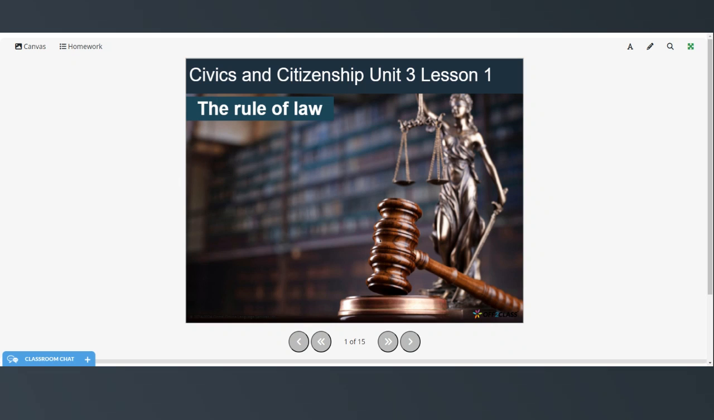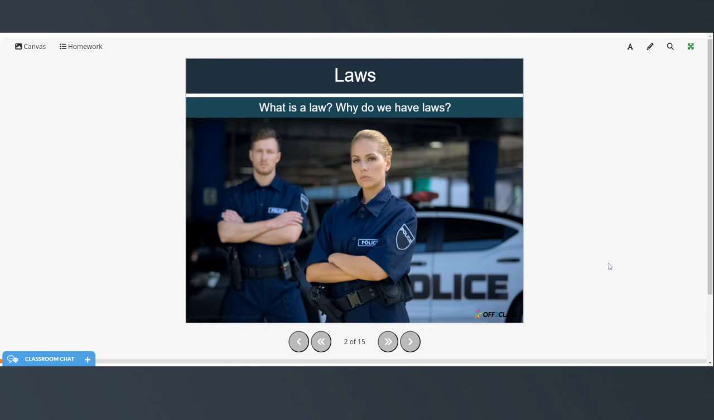This is a B1 level Civics and Citizenship lesson, and today we're going to be talking about the rule of law. So laws, what is a law and why do we have laws? Just think about those questions for a moment.